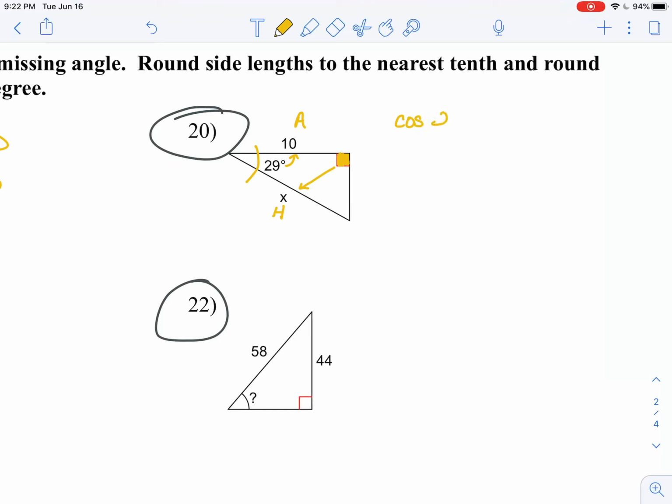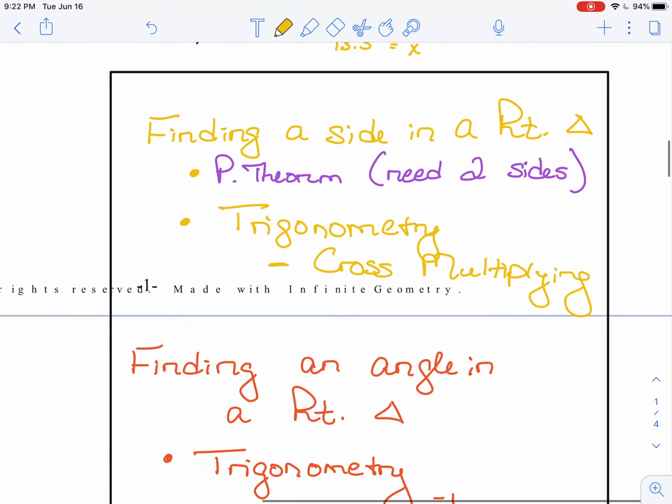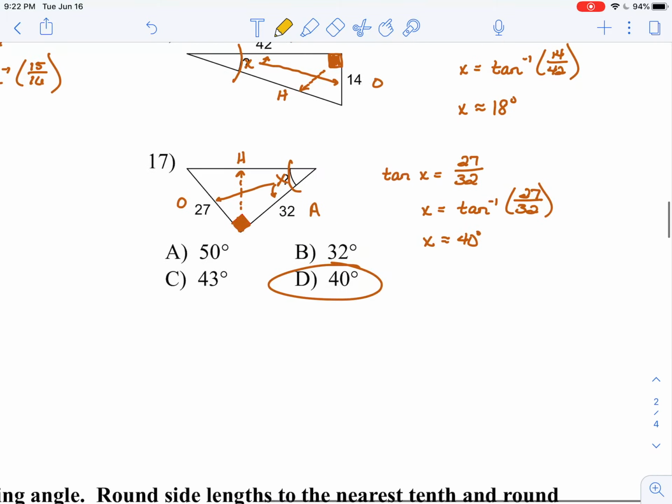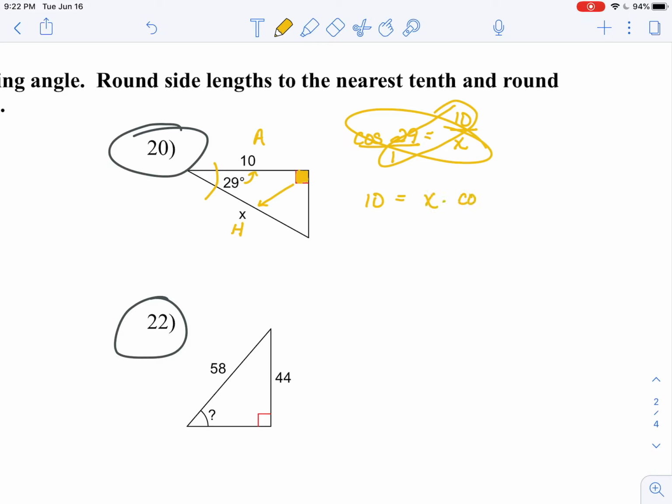So I'm going to write a cosine ratio. Cosine of my angle is equal to the adjacent leg over the hypotenuse. So again, when you do a trigonometric equation, you solve it by cross multiplying. That's what I'm going to do here. I'm going to put it over 1. 10 times 1 is 10. It's going to equal x times the cosine of 29, which is not something I can put in my calculator.